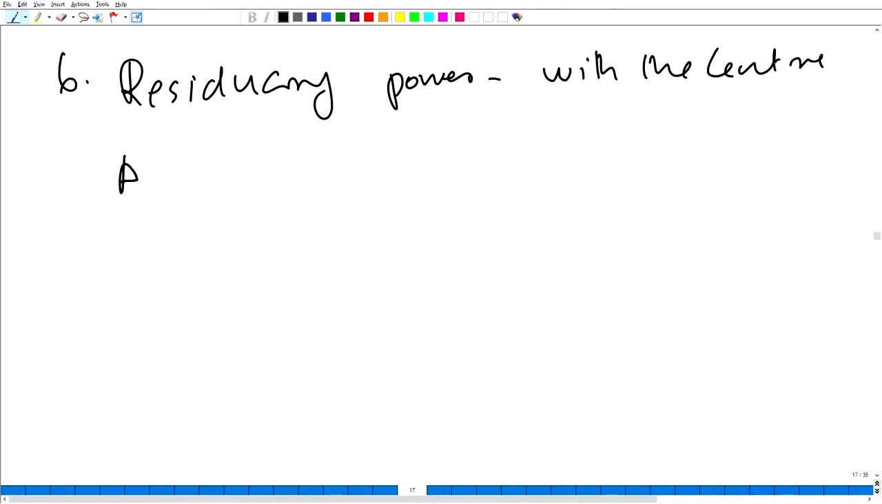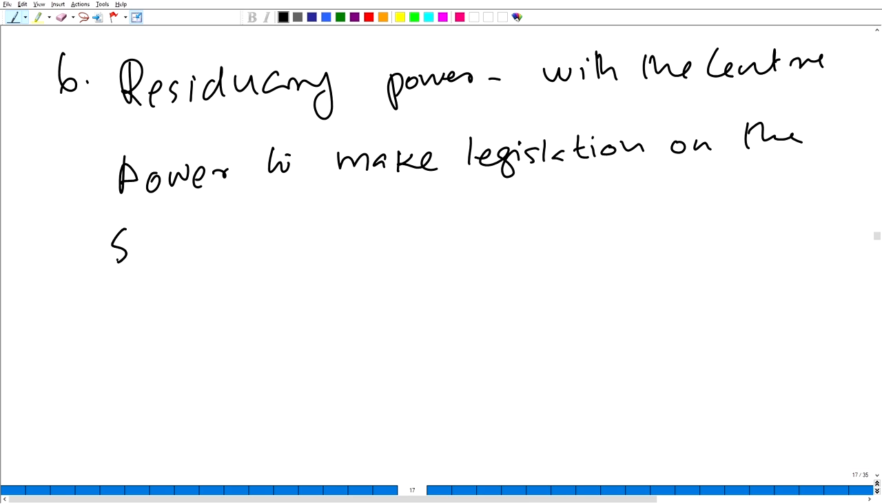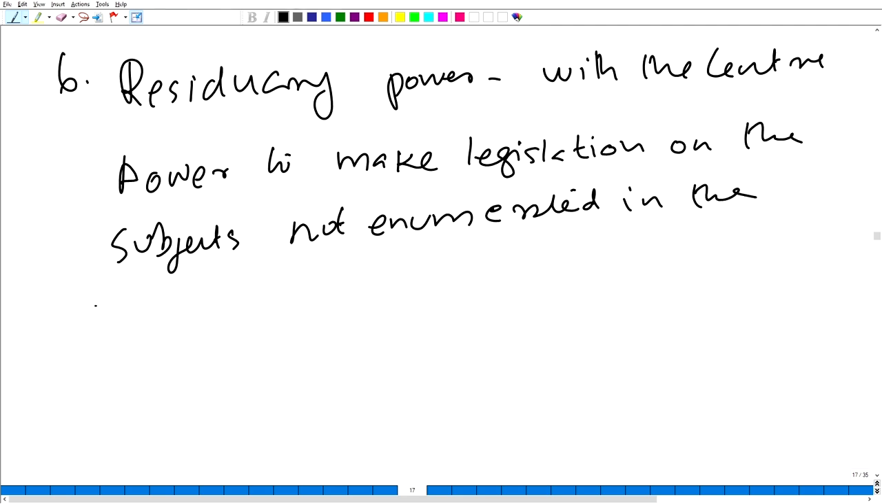What do you mean by residuary power? Residuary power means the power to make legislation on the subjects not enumerated in the central list or provincial list. This power came to be known as residuary power. The residuary power would be vested with the central government. That is, the central government would make legislation on the subjects which were not enumerated either in the provincial list or the central list.